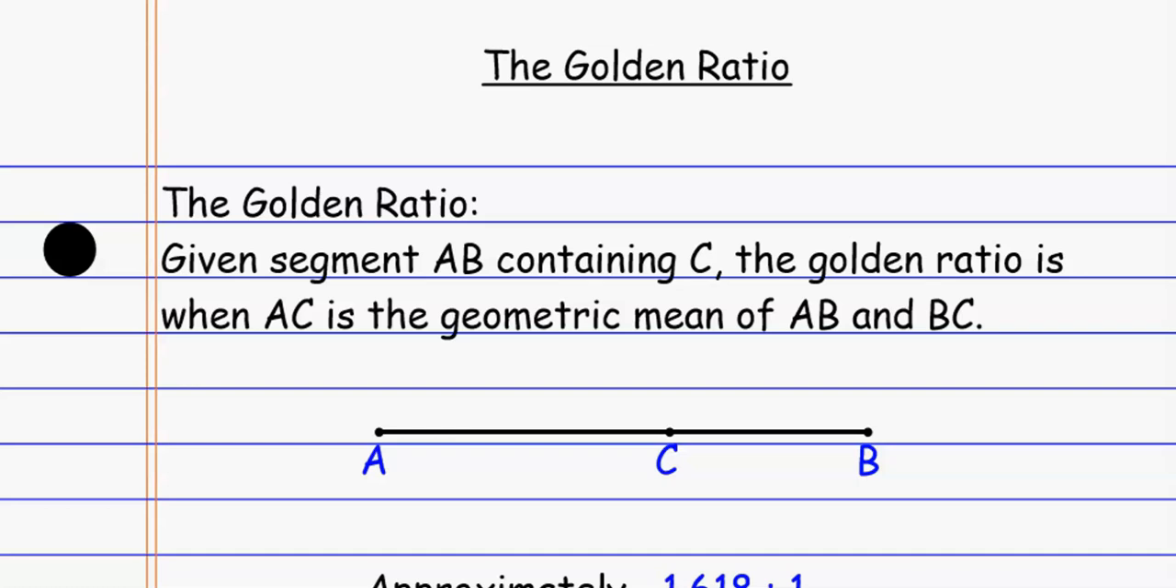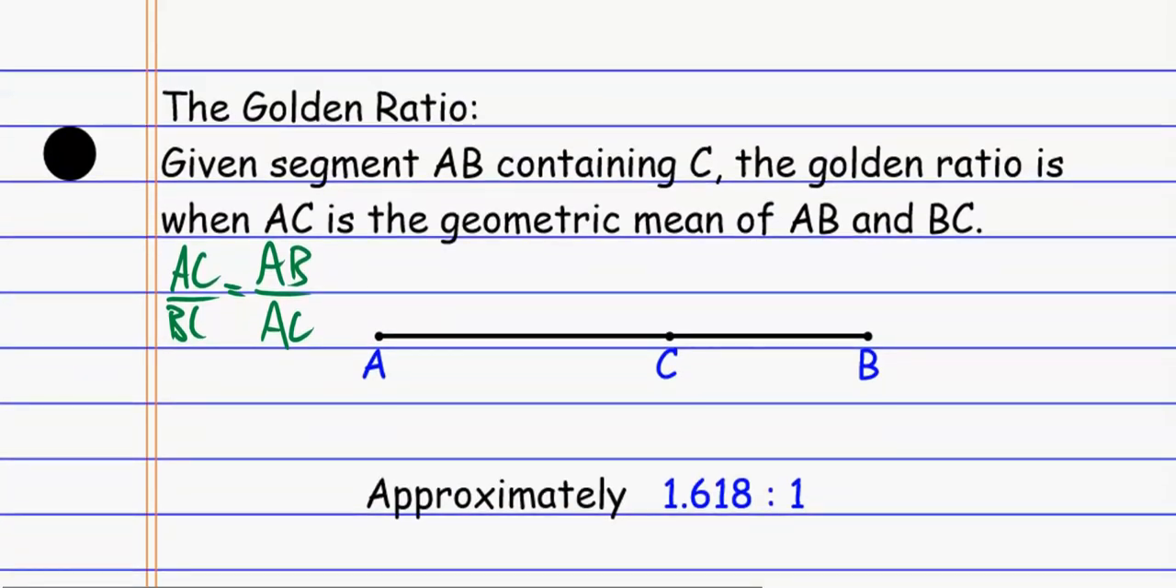Basically, given the segment AB containing point C, the golden ratio is when AC is the geometric mean of AB and BC. Okay, so when AC is the geometric mean, when this longer piece right here, and so if I wrote it this way, when this longer piece of AC is the geometric mean between the smaller piece and the whole thing. Okay, when that piece is the geometric mean between those other pieces, we end up with this thing called the golden ratio.